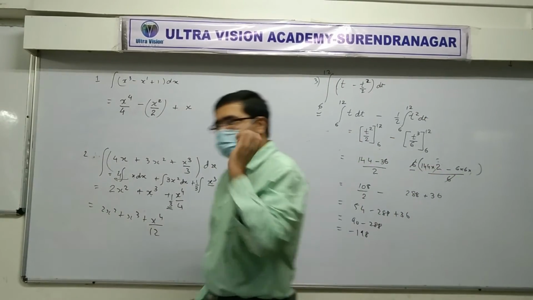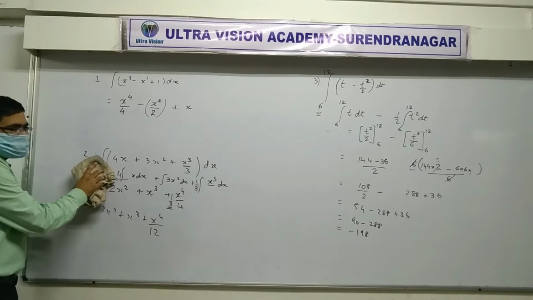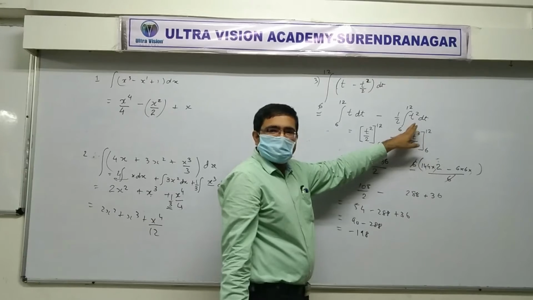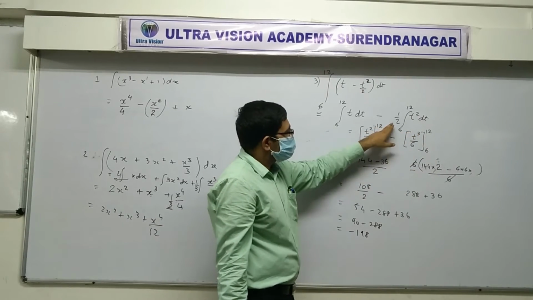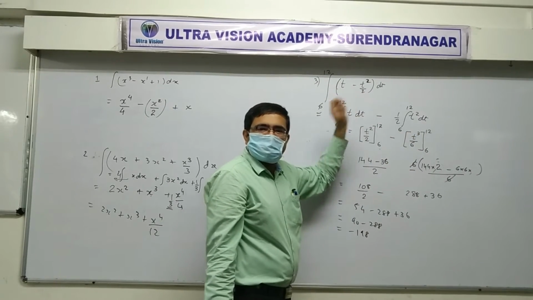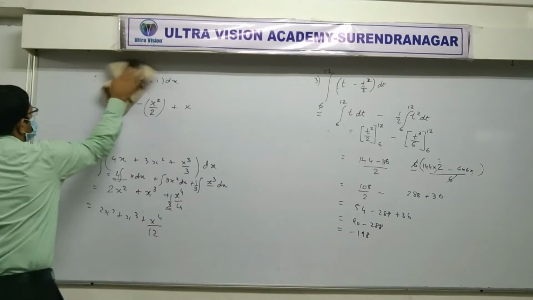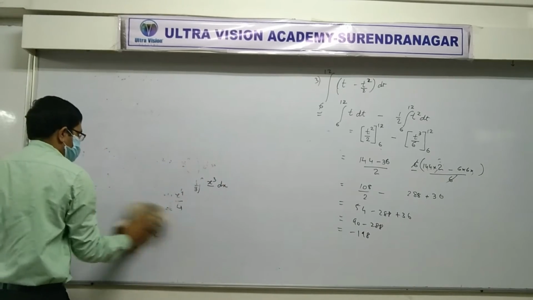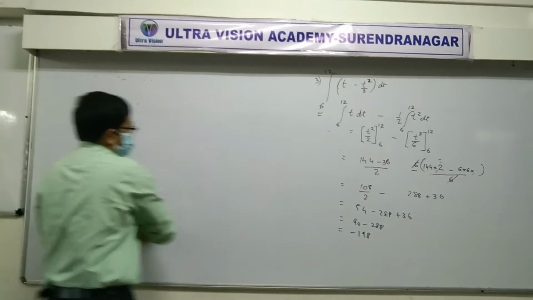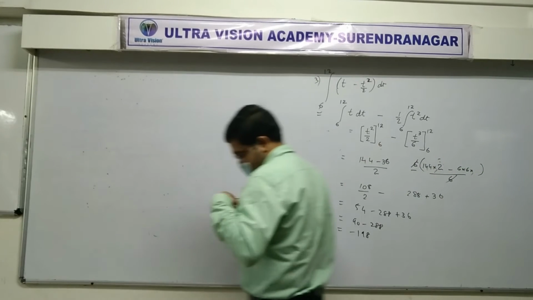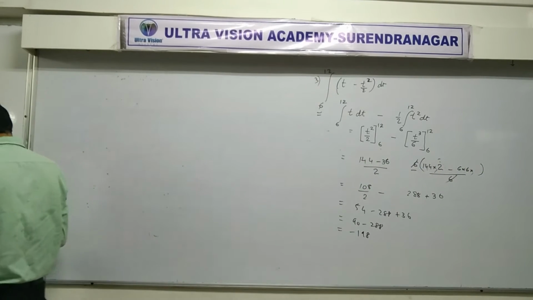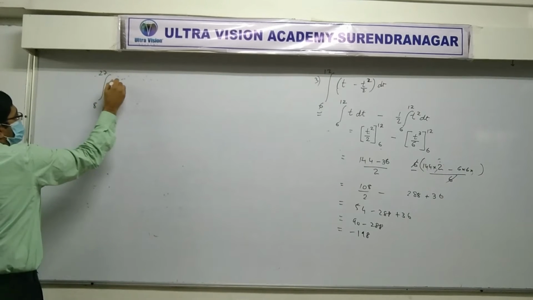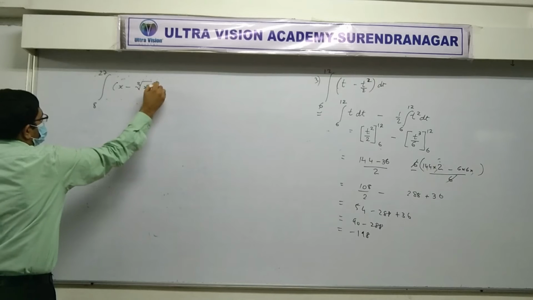The last one. D square by 2, nothing. So kick the constant out. Okay. The last one was 8 to 27. Integration 8 to 27 of x minus cube root of x square.